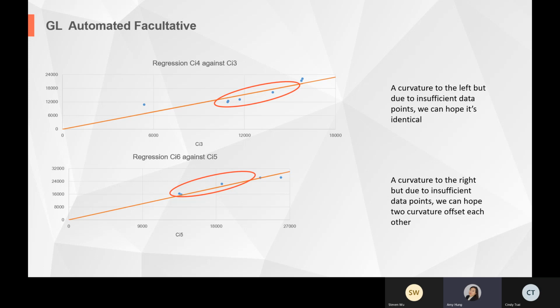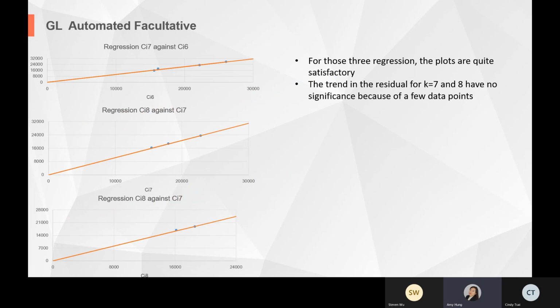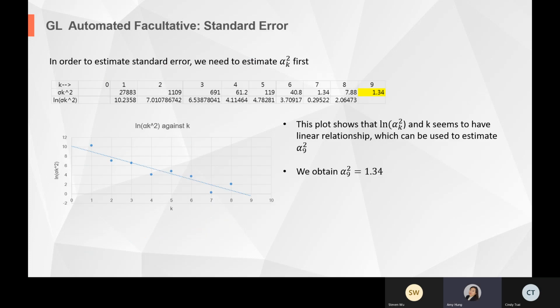Those are the regression plots from Ci4 against Ci3 and Ci6 against Ci5. We can find out that those two regressions are curved, which might be due to insufficient data, and we can hope that the two curvatures offset each other. For those three regressions, the plots are quite satisfactory. The trend in the residual for k equal to 7 and 8 has no significance because of a few data points. Next, we can calculate the standard error.